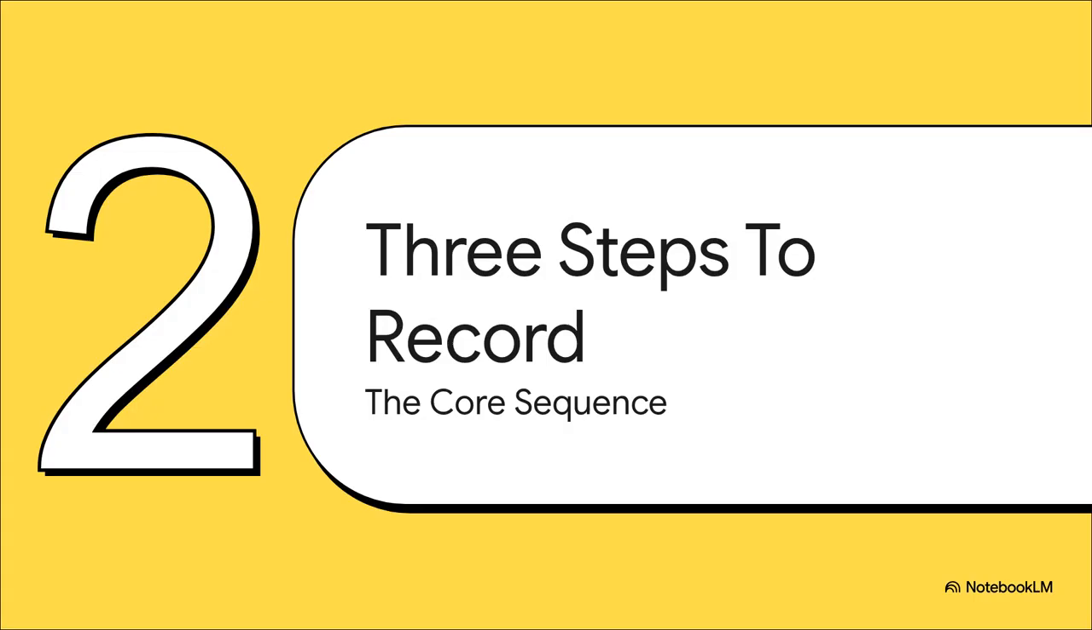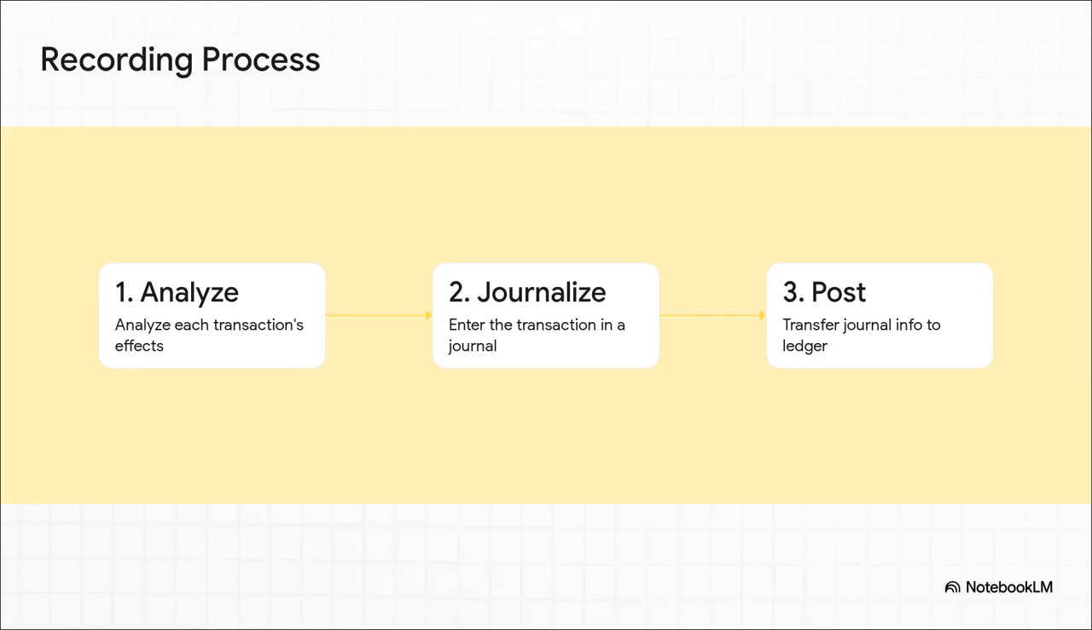Moving right along to Section 2, the 3 steps to record. Leaning right into that rule of 3 we just talked about, let's cement the absolute core sequence of the accounting cycle into your mind. Step 1, analyze each transaction. What is it doing to the accounts? Step 2, enter that transaction in a journal. And Step 3, transfer that journal information over to the ledger. Analyze, journalize, post. Go ahead and say it out loud right now. It actually helps encode it.